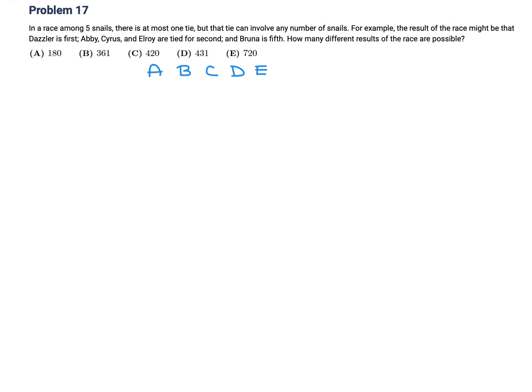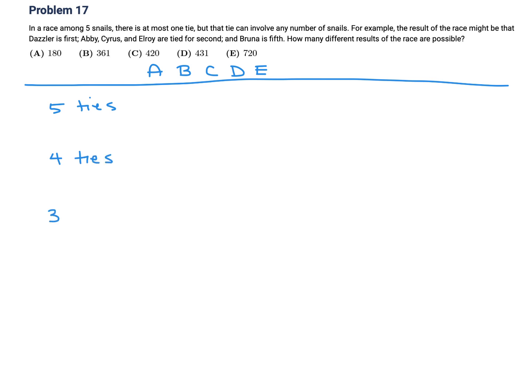Well, there's several scenarios, right? Let's say we can have all ties, 5 ties. We can have 4 ties, 3 ties, 2 ties, 1 tie, and I think, hold on here. There has to be at most 1 tie, at most. 5 snails, there is at most 1 tie. That tie can involve any number of snails.